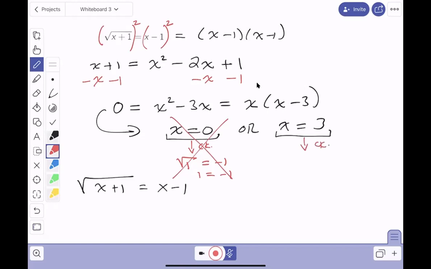What do you get on the left side? You get the square root of 4. Again, 3 plus 1 is 4. But again, the right side, 3 minus 1, which is 2. Well, the square root of 4 is 2, and 2 does equal 2. So this is the correct answer.